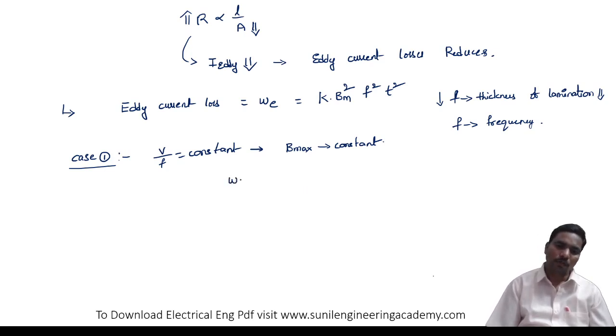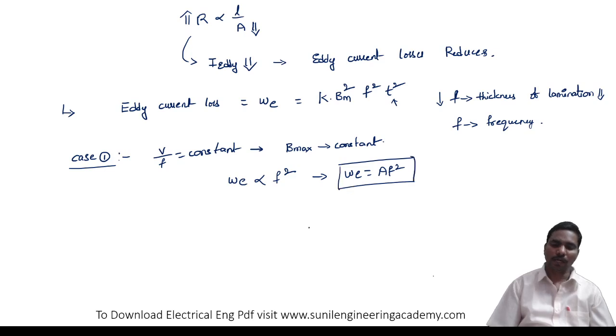So now W is proportional to K, which is a constant, B max, which is a constant, and once the machine is designed, T is constant. Thickness of lamination is constant. So W is proportional to frequency square. That means WE is equal to B F square. A we have already taken in the hysteresis losses, so it is better to take another constant, B.